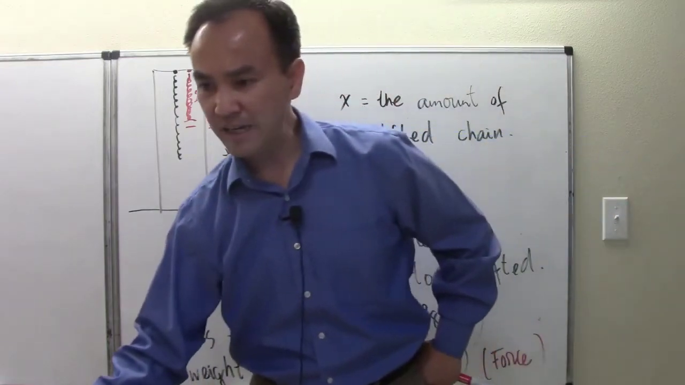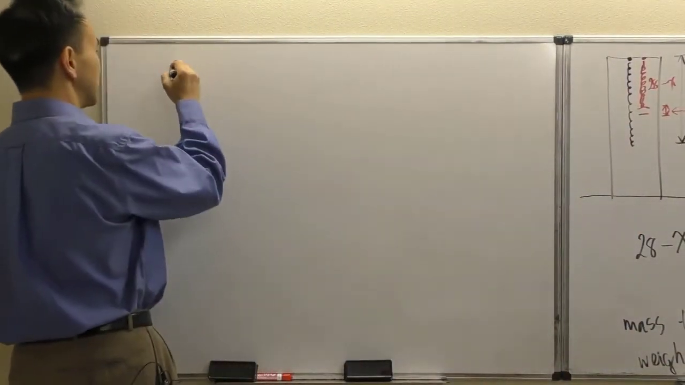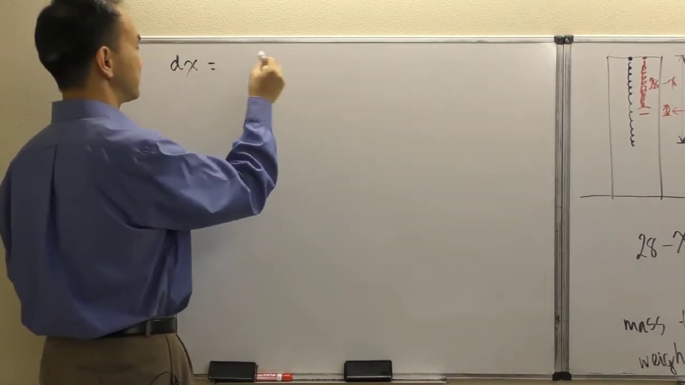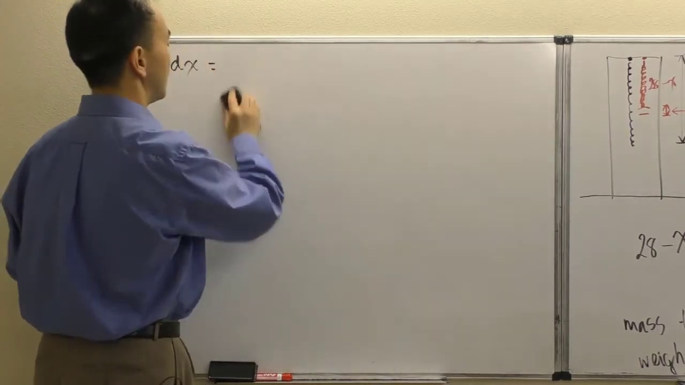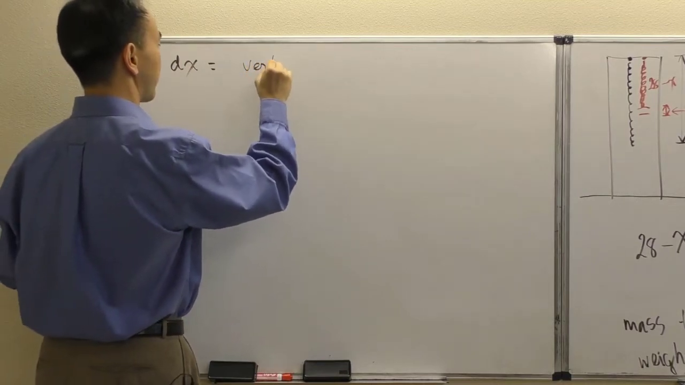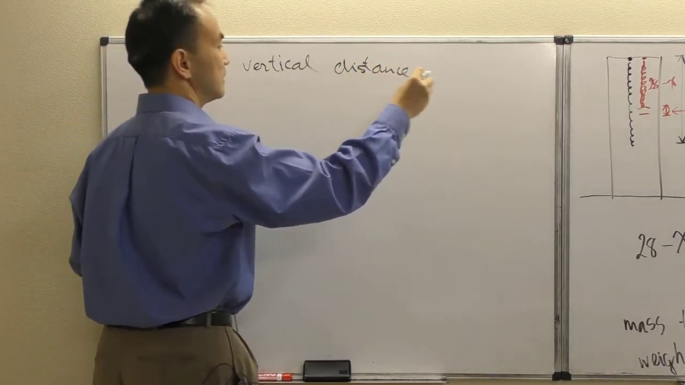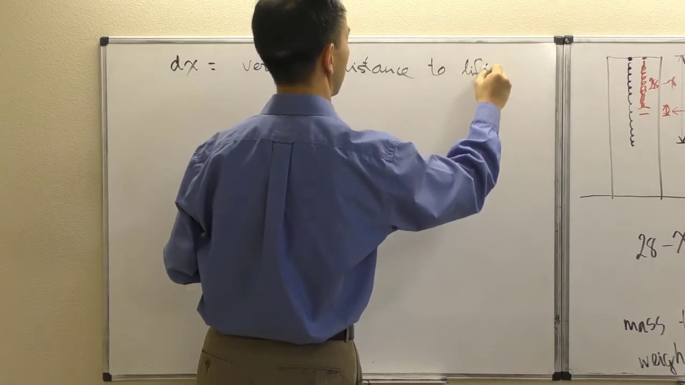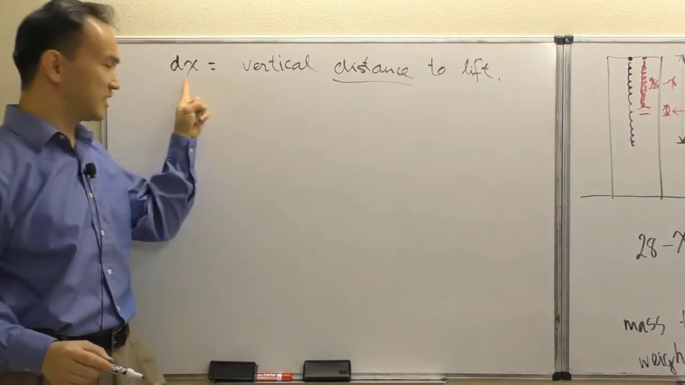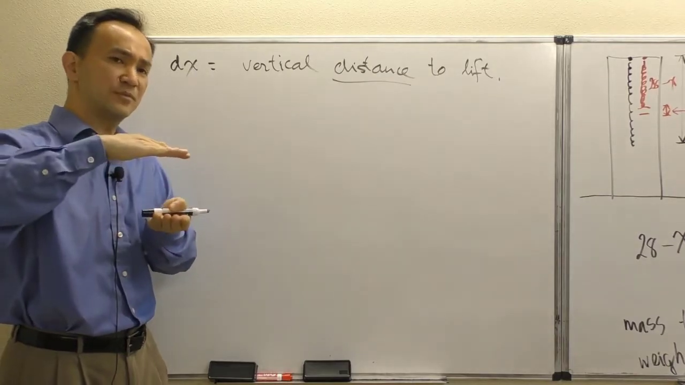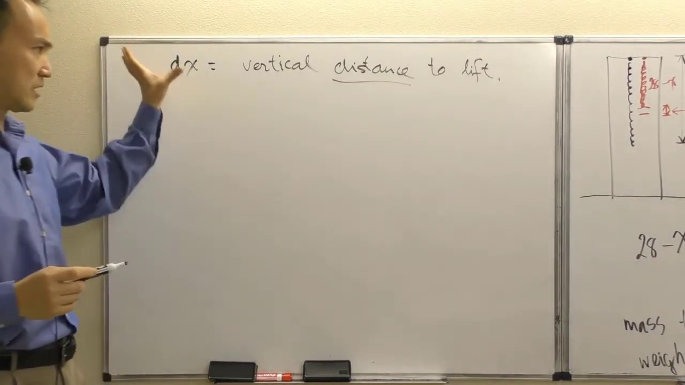Okay, so now on my other board, allow me to formulate the whole idea. Now I'm going to call that dx is really the distance, or vertical distance to left. Okay, and again, it's a distance. That's the key idea. That's vertical distance to left. But the idea is we want that distance dx to be as small as possible, to the point of being infinitesimally small. Okay, so now we got distance.